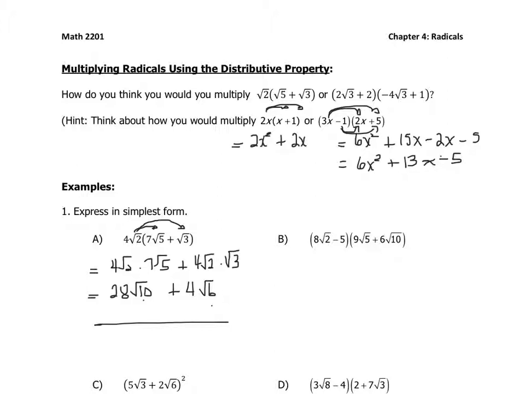The next one here requires using the distributive property twice. So we're going to distribute the 8 root 2, so it'd be 8 root 2 times 9 root 5. And then we're going to multiply the 8 root 2 by the 6 root 10. And then we're going to distribute that negative 5 to minus 5 times 9 root 5, and minus 5 times 6 root 10.